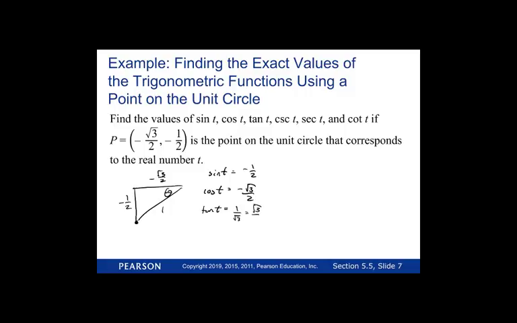Okay. What's the reciprocal of sine? Cosecant. So if we flip it, we get what? Negative 2. The reciprocal of cosine is secant. Almost. Negative 2 root 3 over 3. Okay, that's okay. And then cotangent of t is just root 3. All right? I think those are the results.